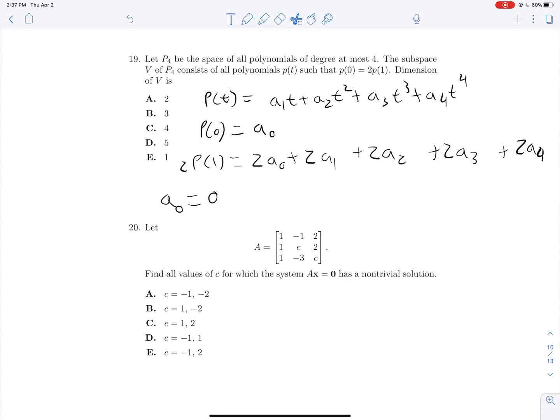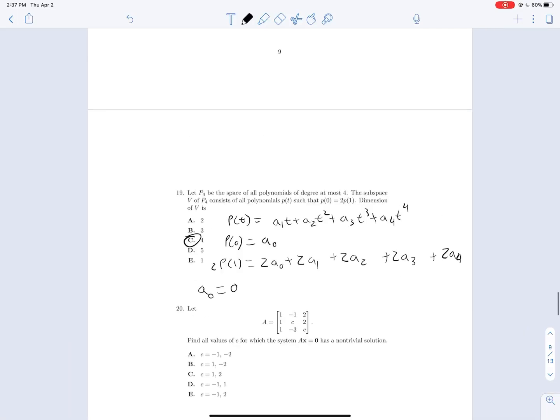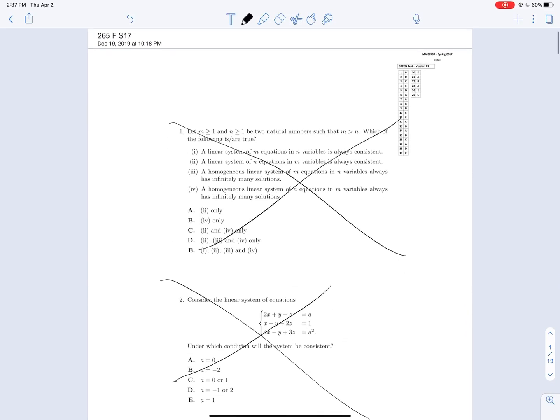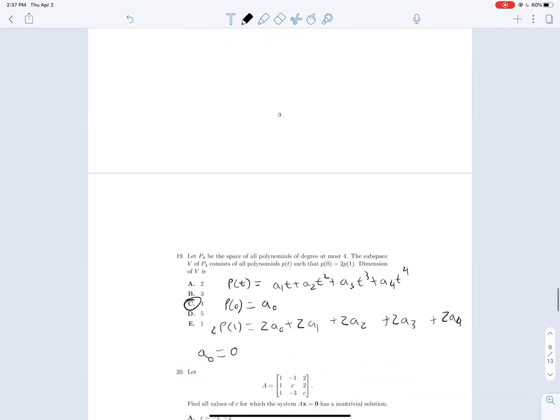And therefore, since we only have 4 variables that we can mess with to control how our polynomial looks, we have 4 degrees of freedom. The dimension of the subspace V is 4. So 19 is in fact C.